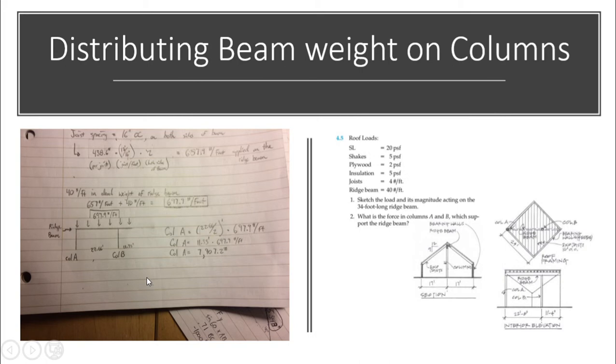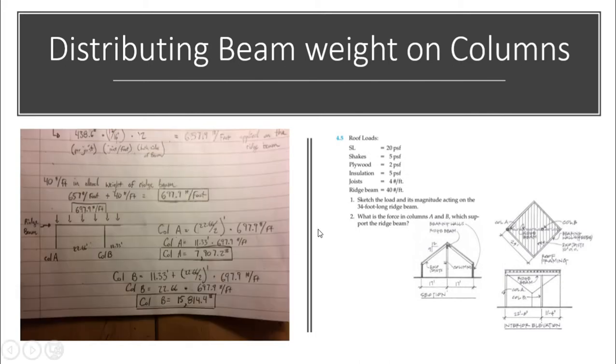Now again, this includes the weight of the beam, the joists, and the live load on top of the joists. If we do the same for column B, we end up with the 11.33 and the 11.33 on either side of column B. This is the tributary area that's being applied to column B. If we take this, multiply it by 697.9 pounds per linear foot, we end up with a weight applied to column B of 15,814.4 pounds. So that's how you calculate joist, live, and dead load, apply it to the ridge beam of the column, and come up with the forces that are then applied to the columns supporting the ridge beam.